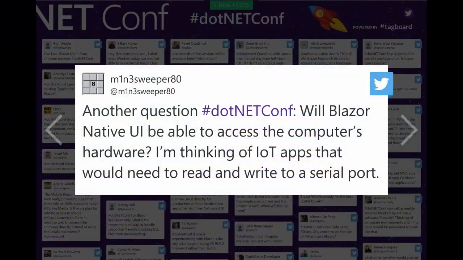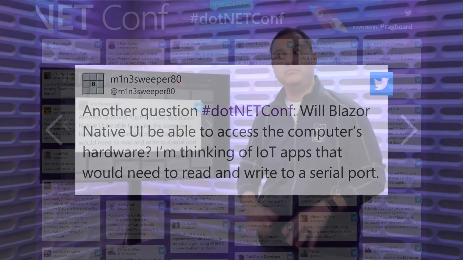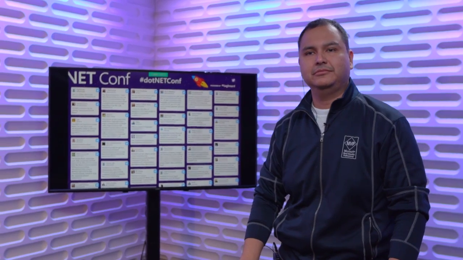Will Blazor native UI be able to access the computer's hardware? I'm thinking of IoT apps that will need to read and write to a serial port. Okay, so with the web window demo that I just showed, that was not running on WebAssembly. That was running native .NET Core code, which can directly access any API from the underlying operating system. So yes, you can absolutely access whatever you want there.